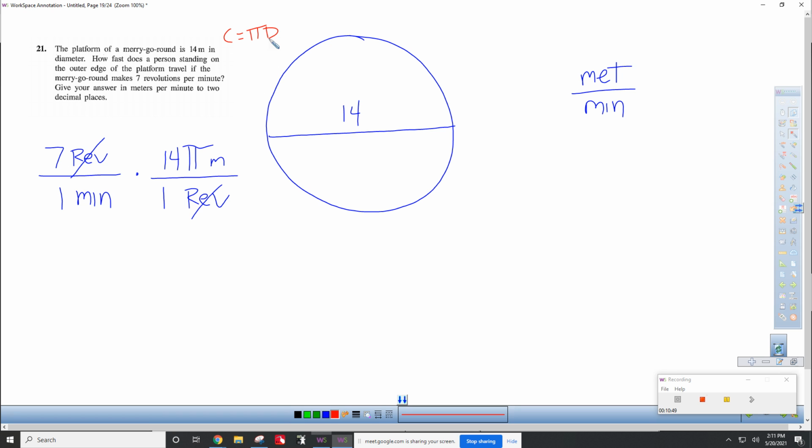Now you just multiply across, and the answer will be 7 times 14 times pi divided by 1. I can't believe that was that quick. I feel smart for once. You see how this is meters per minute? That means we're good, because we canceled the revolutions. And you end up getting about 308 meters per minute, however fast that is.